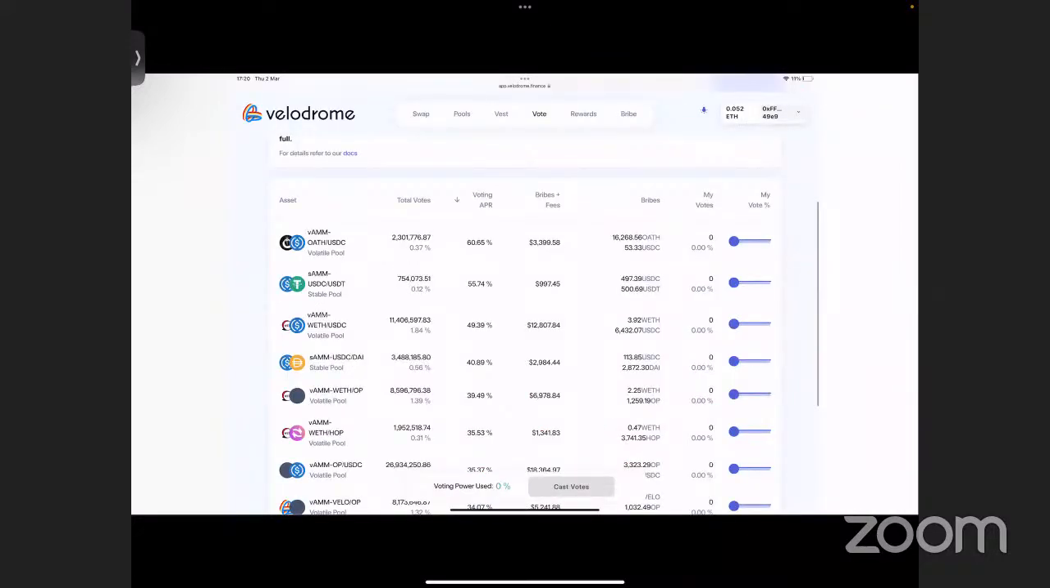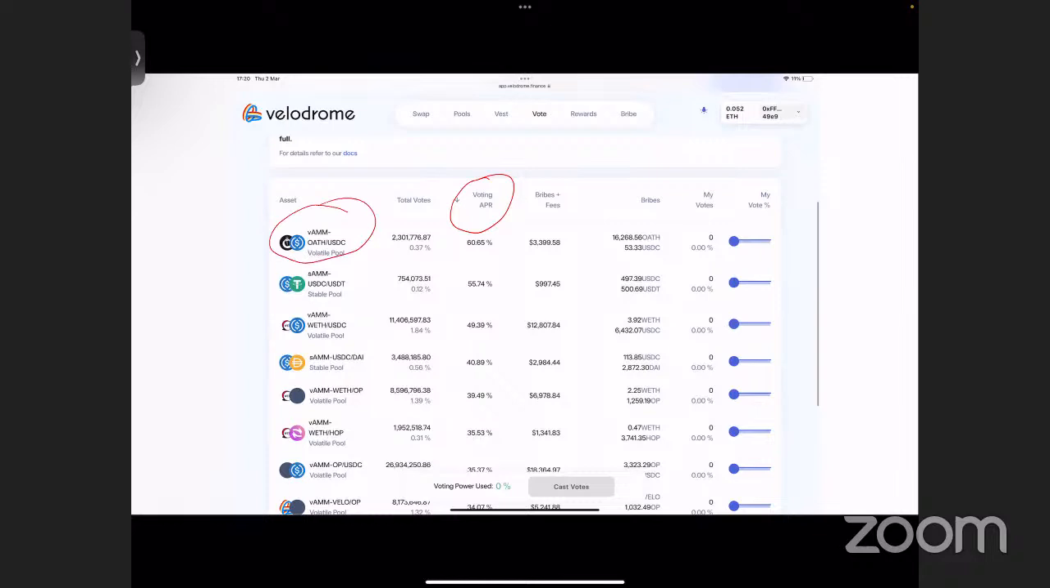For example, here you have the Velodrome application, which is an AMM on Optimism. And you can see here something called the voting APR. Do not confuse voting APR with the traditional APR that you used to see. The voting APR is: if you hold the Velo token, and you have locked it, and you have voting power, and you vote for this pool, you will earn 60.65% per year. We can see here that the bribes are $3,400. They paid 53 USDC and 60,000 of this token.